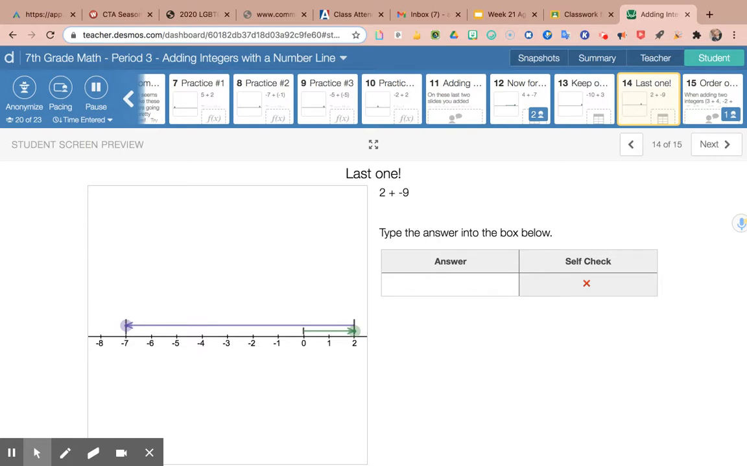So if you remember from that Ed Puzzle, this is like you have $2 and you owe $9. So if you pay off your debt, you still owe $7. So adding negative numbers is similar to subtracting, but you gotta know that your answer will not always be positive.